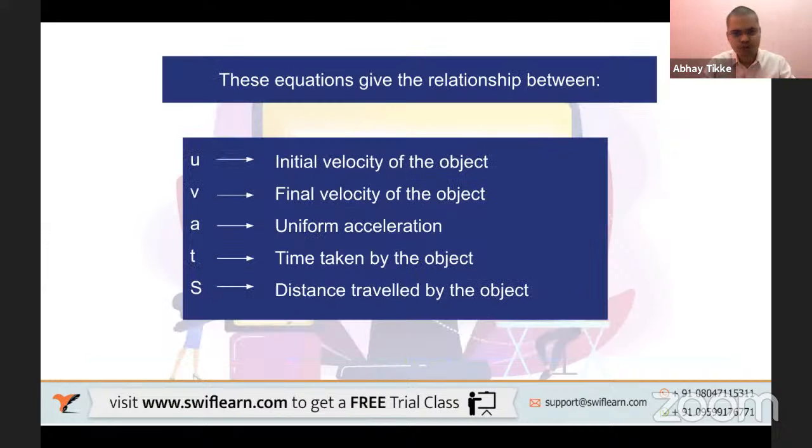So same is mentioned here. u is your initial velocity, right? v is your final velocity, a is your uniform acceleration, t is your instantaneous time, and s is your distance traveled by the object. How much distance has the object traveled? That distance, or sometimes it is expressed as displacement as well. But for right now, your level, right? For 9th standard, you can just remember s is a distance.